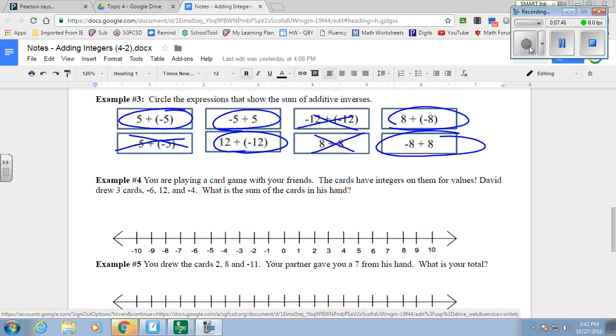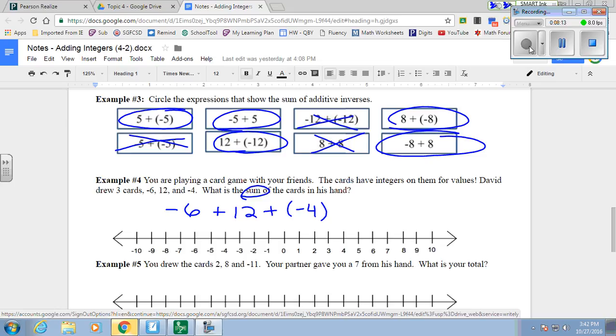Number 4 says you're playing a card game with your friends. The cards have integers on them for values. David drew 3 cards, negative 6, 12, and negative 4. So what is the sum of the cards in his hands? Sum means that we're going to add. So if I had negative 6, plus 12, plus negative 4, I could model this on the number line for myself, even informally, even if I wasn't going to be drawing all the lines.